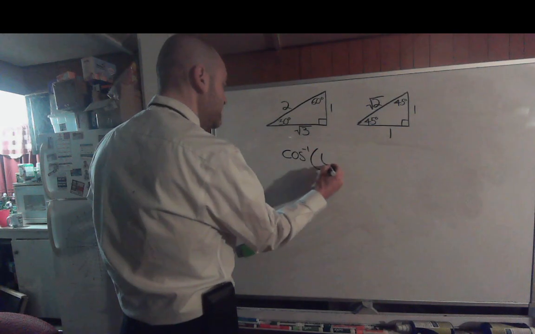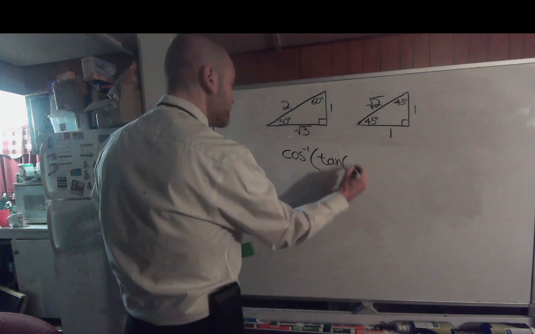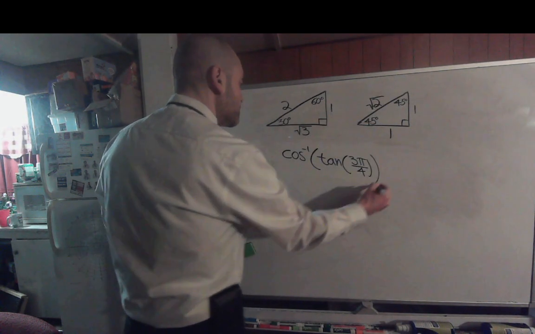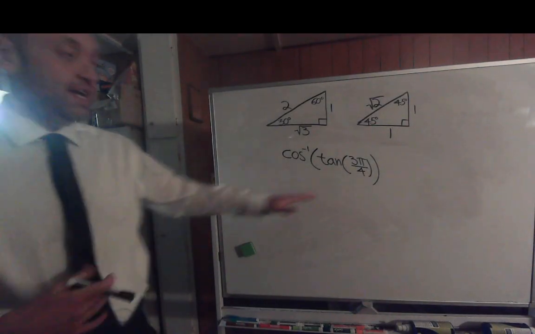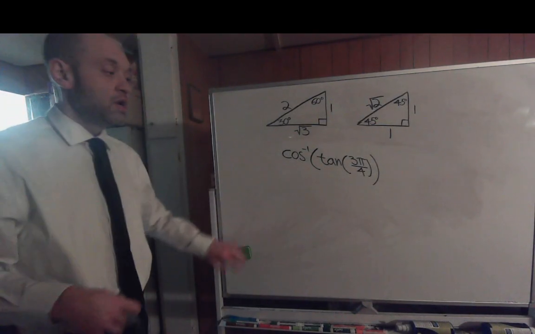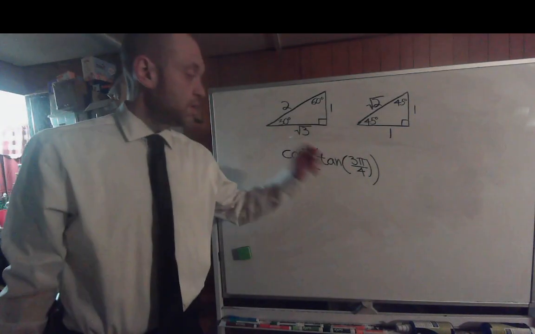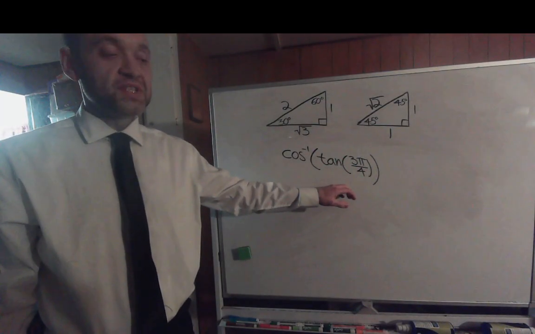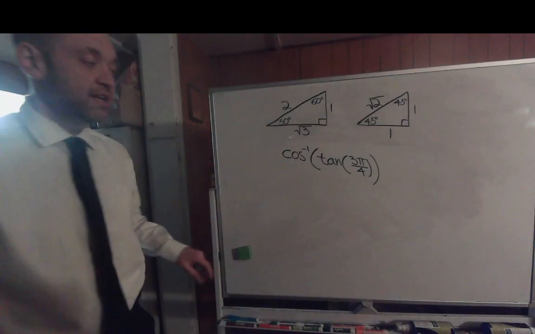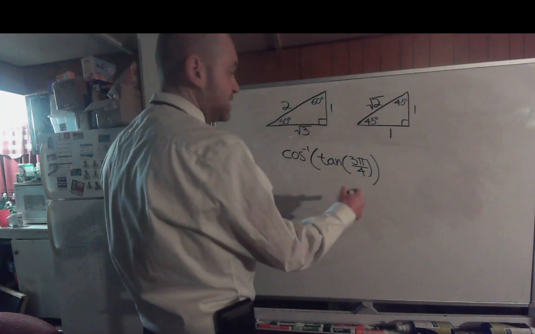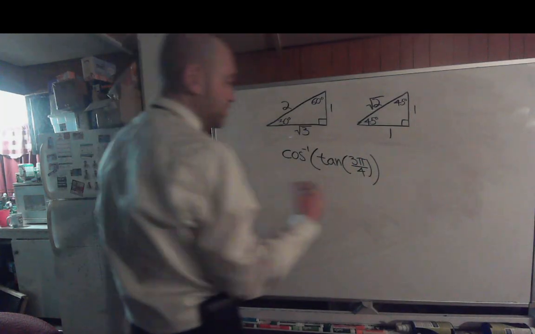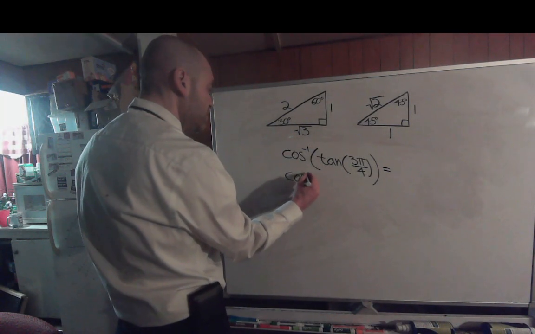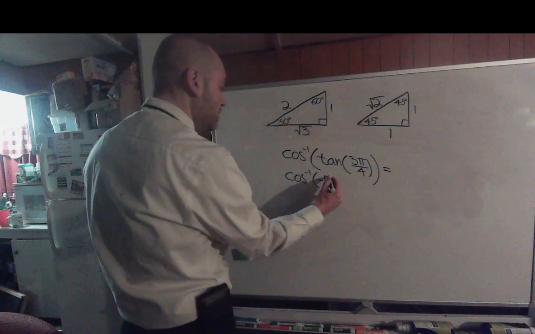Alright, the cosine inverse of the tangent of 3 pi over 4. So we have the inverse cosine of the tangent of 3 pi over 4. Well, take what's inside. The tangent of 3 pi over 4 is in the second quadrant, so you'll get a negative tangent. So that's a negative tangent of 45 degrees. That's actually going to give you an inverse cosine of negative 1.